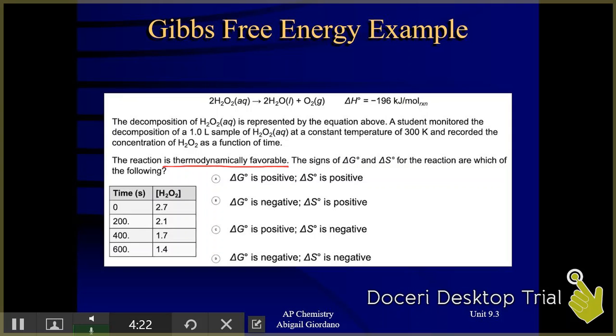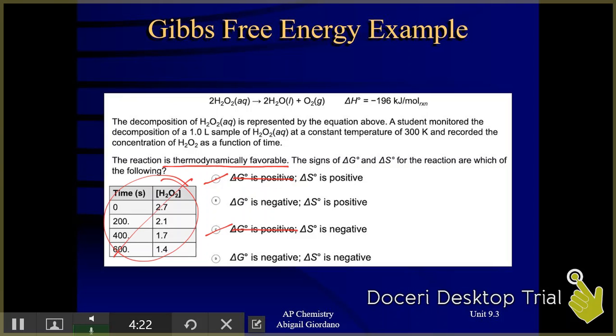So let's narrow our choices down. We know that the reaction is favorable. Remember what we saw on the previous slide? What does that mean for the value of delta G? It means delta G has to be negative. So A and C I can eliminate. So between B and D, the only difference is the change in sign for the change in entropy. And guess what, guys? This whole chart here is just a distractor. We don't need it at all.